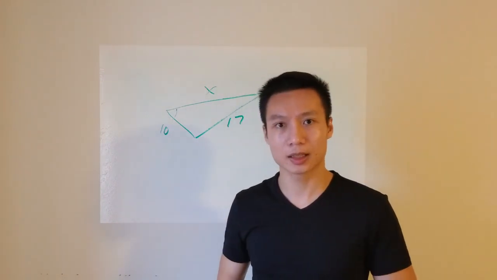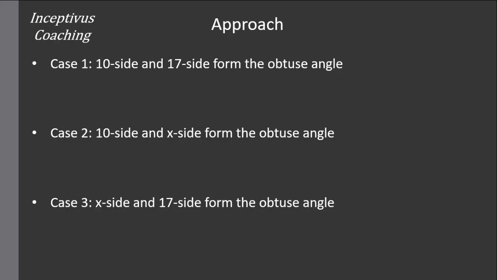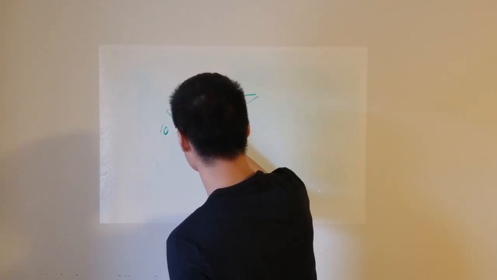So let us start with case 1. What if the obtuse angle is formed between the 10 side and the 17 side? Let's call this theta.